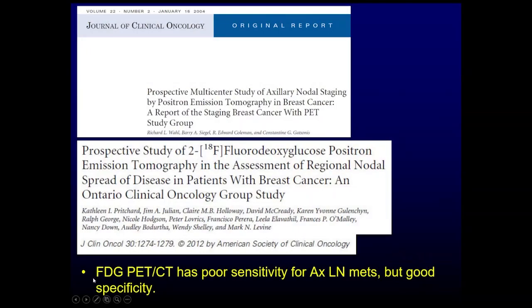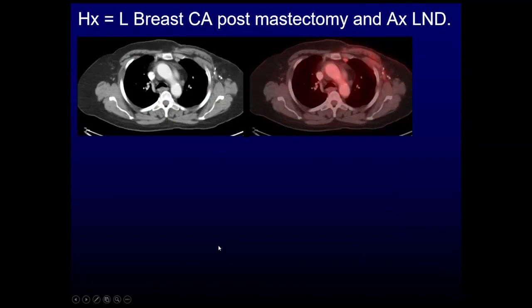So in the axilla, FDG PET has poor sensitivity, but good specificity. We don't pick up all the lesions, but if a node is FDG avid, that's pretty good evidence that you do have axillary node metastases. What about extra-axillary nodes? Well, here is where FDG PET-CT really starts to add clinical value, because the extra-axillary nodes are not evaluated in that sentinel dissection.